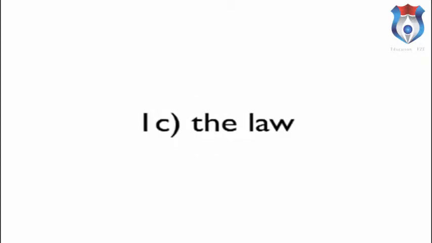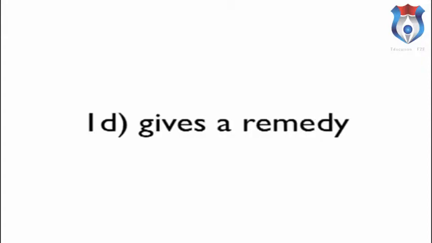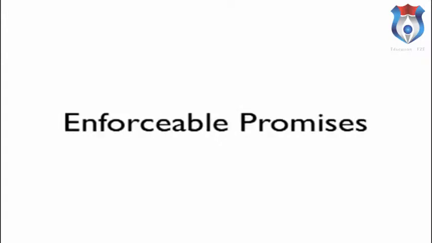The third part is the law. So we're not dealing with what's inside people's heads, we're dealing with what the law says the agreement is, or what the law says the contract is. The final section is gives a remedy. So we're often going to be concerned with, okay, we've had a breach, what's the remedy? What can a party get by filing a lawsuit and getting in front of a judge? So the bottom line is we're dealing with enforceable promises.